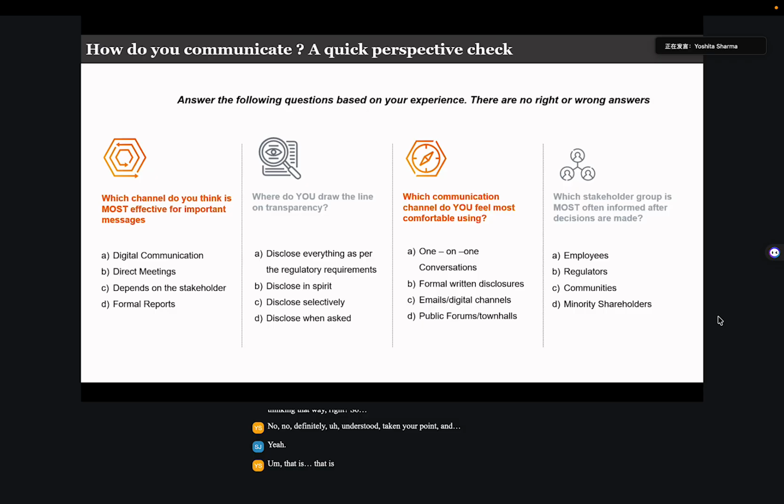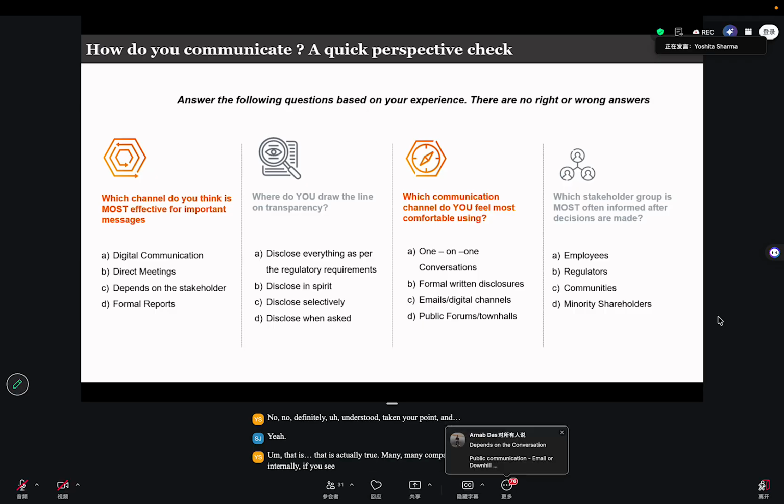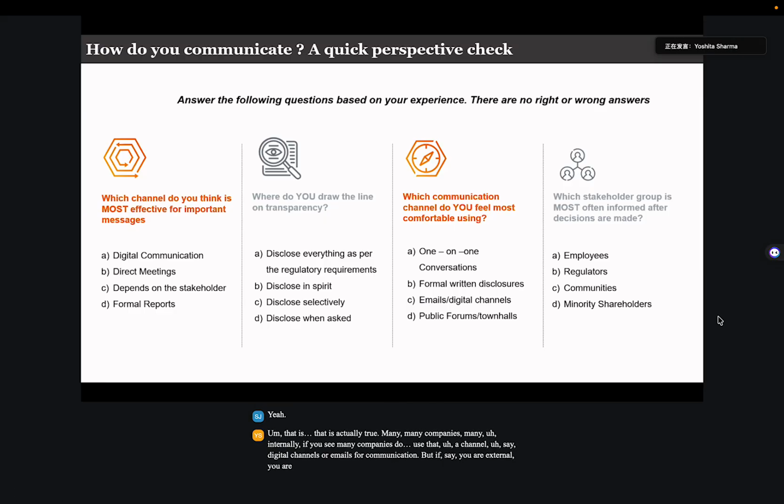That is actually true. Many companies, internally, do use digital channels or emails for communication. But if you are external, a stakeholder of an organization, then what do you feel should be the right channel for you from outside the organization? Usually it depends.